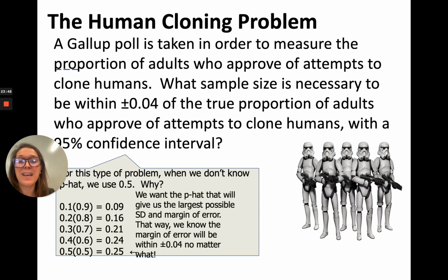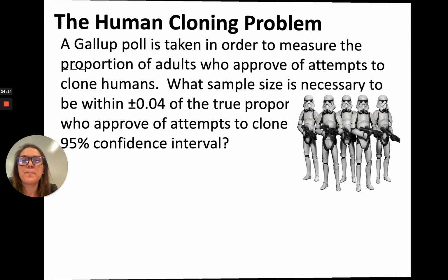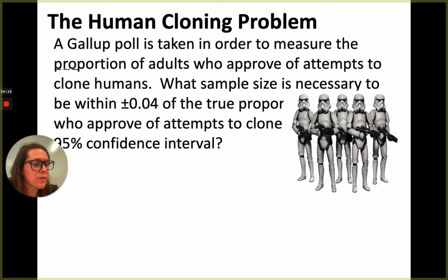So we want the p hat that will give us the largest possible standard deviation and margin of error. That way we will know that our margin of error will be within it. Because if we pick something that's too small and there was an opportunity to make it larger, then we don't know that we're really at that number that we want. So when you pick 0.5, that's going to ensure that we have the largest possible standard deviation and margin of error. So for this problem, to solve for n, we're going to make our p hat 0.5, right?